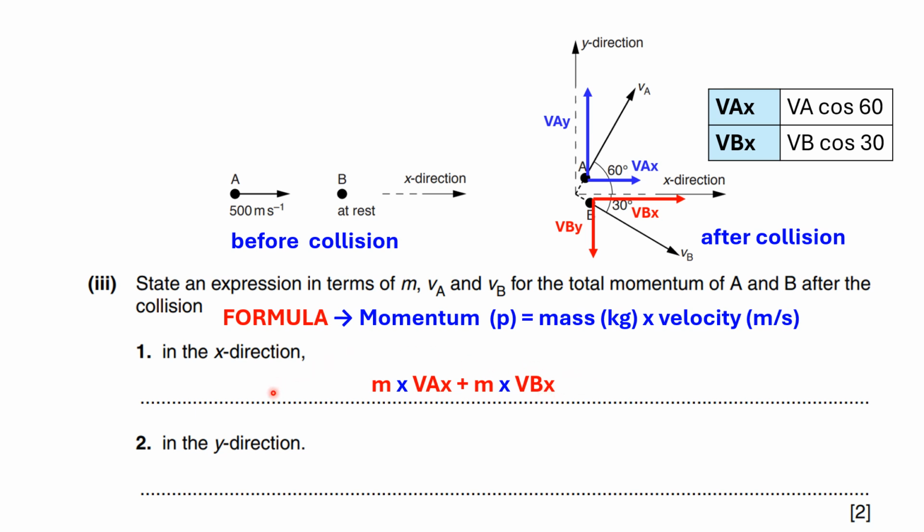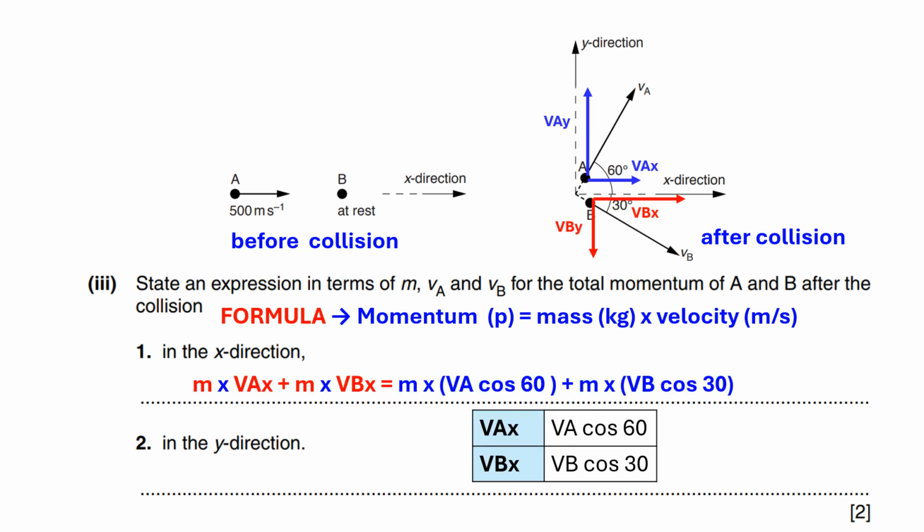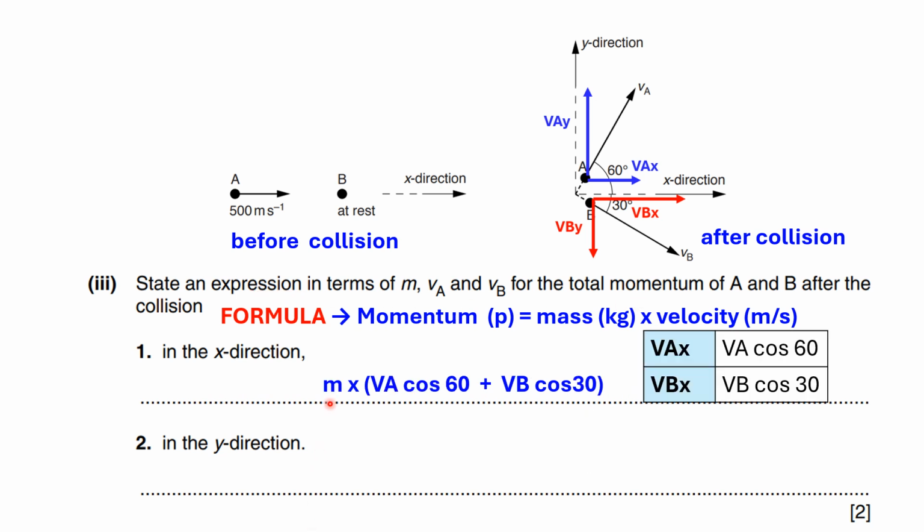Now let's make this expression a little bit better. After substitutions of each component, this is the final expression that we can write in terms of M, VA, and VB. We could simplify a little bit more and place just the mass here, and I think it looks good. And all right, that's it.